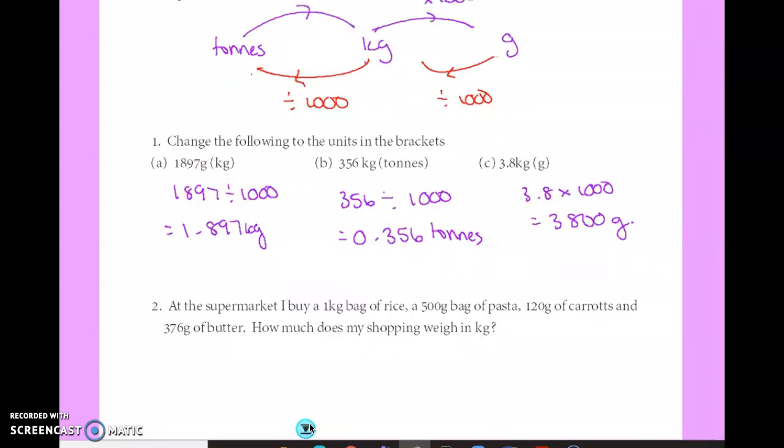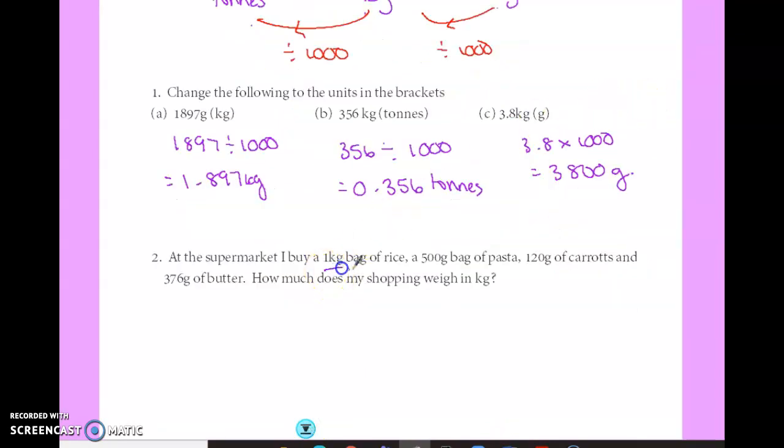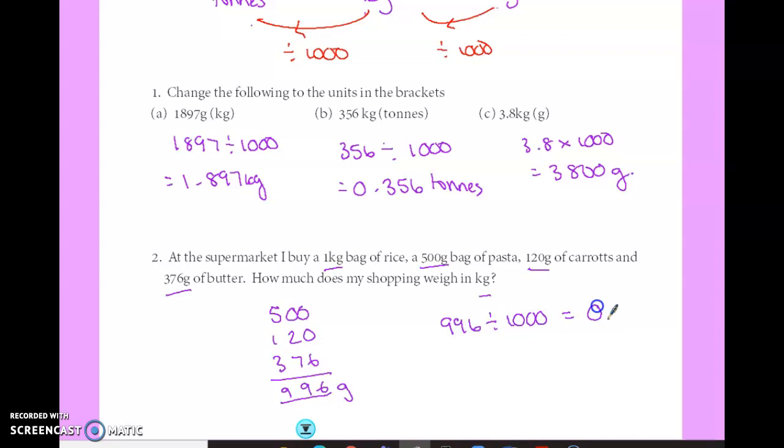Try the second one. At the supermarket, I buy 1 kilogram bag of rice, 500 gram bag of pasta, 120 grams of carrots, and 376 grams of butter. How much would my shopping weigh in kilograms? Okay, so let's take all my grams. I've got 500, 120, and 376. Let's add them together. So we get 996 grams. I change that into kilograms because I want my final answer in kilograms. Divide it by 1,000. 0.996 kilograms. I've also got a 1 kilogram bag of rice. I'll add that one.